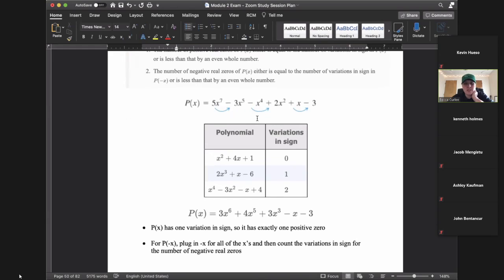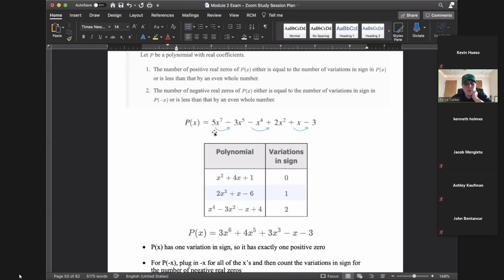So variations in sign are counted this way. You're just going to start with, if this is positive, 5x to the 7th is positive. So we've got positive to a negative. That's one variation in sign. We've got negative to a negative. That hasn't changed. So we've got negative to a positive. That's another variation in sign. So we've got positive to a positive. That's not a variation in sign. And then we've got positive to a negative, which is another variation in sign. So total, this has 3 variations in sign. And that's for P of x. P of x is what is given.